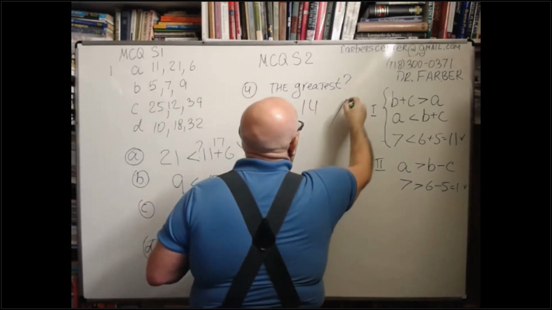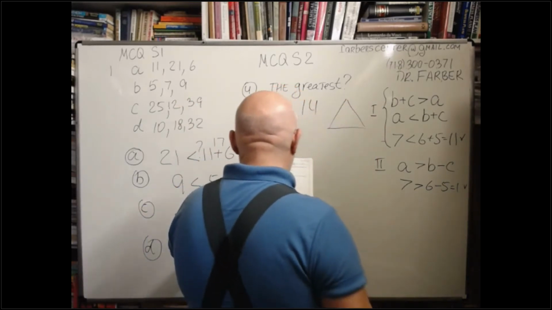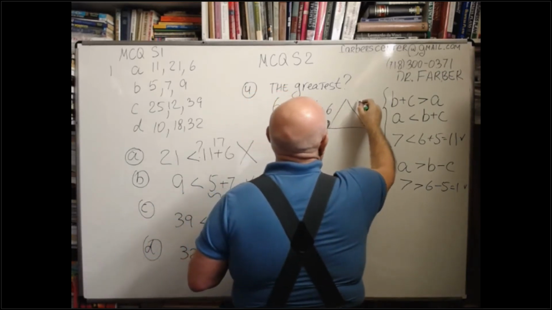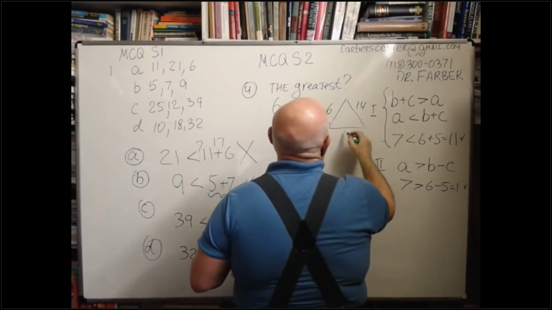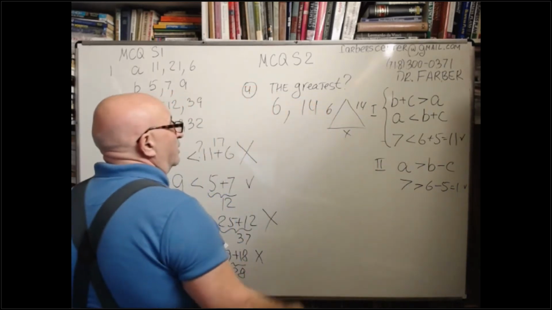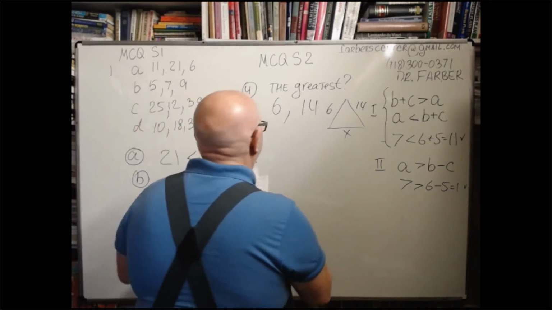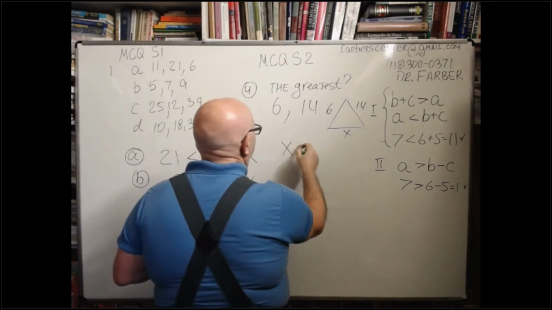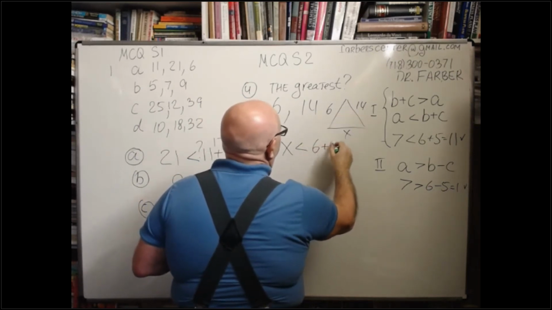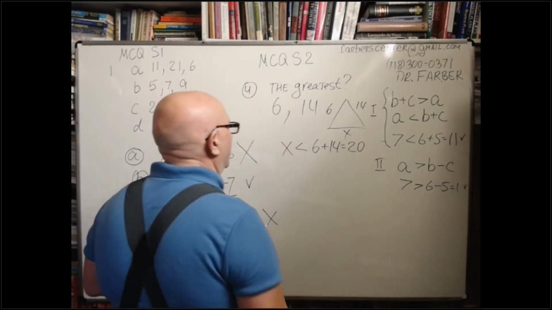Imagine you have a triangle and they ask you to find the greatest. Let's say this is 6, this is 14, and this is x. According to this rule, if you're looking for the greatest, any side of a triangle is less than the total of the two sides. Six plus 14 is 20.